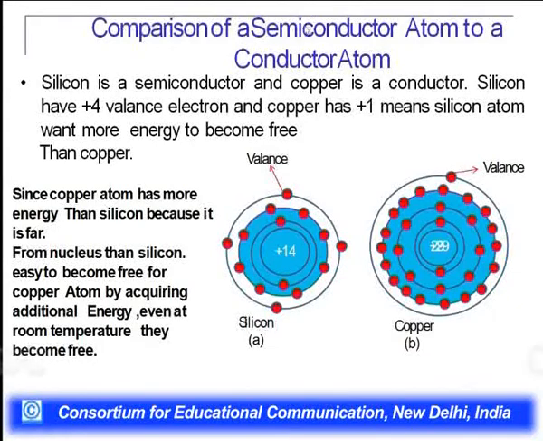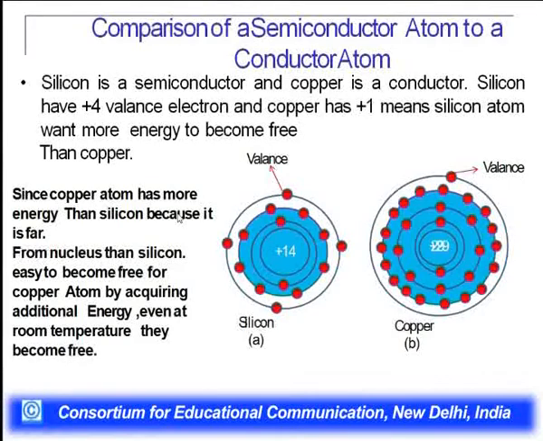Now we define the comparison of the semiconductor atom to the conductor atom. What is the difference between the semiconductor atom and the conductor atom? We consider silicon as a semiconductor and copper as a conductor. Silicon has 4 valence electrons and copper has 1, which means the silicon atom needs more energy to become free than the copper atom, because here the valence electrons are 4 and here the valence electron is 1. Here we see in silicon 1, 2, 3 and 4.